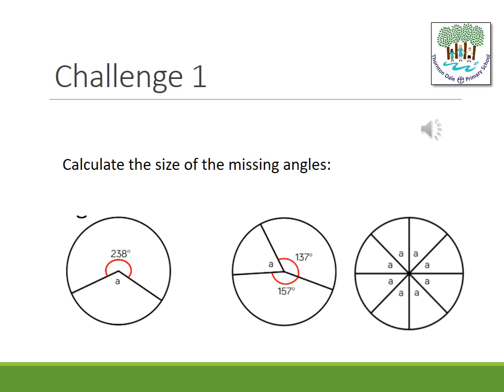So here are some of your first challenges today, using the idea that there are 360 degrees in a full turn. For the third example, they are all the letter A because they are all identical, and if you've got identical parts, what can you do to them to calculate what each one is worth? They are all worth exactly the same. How many are there? How could you use that information to help?